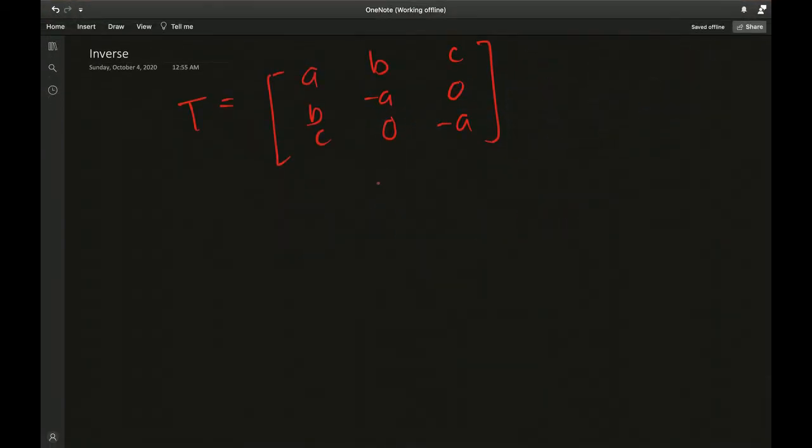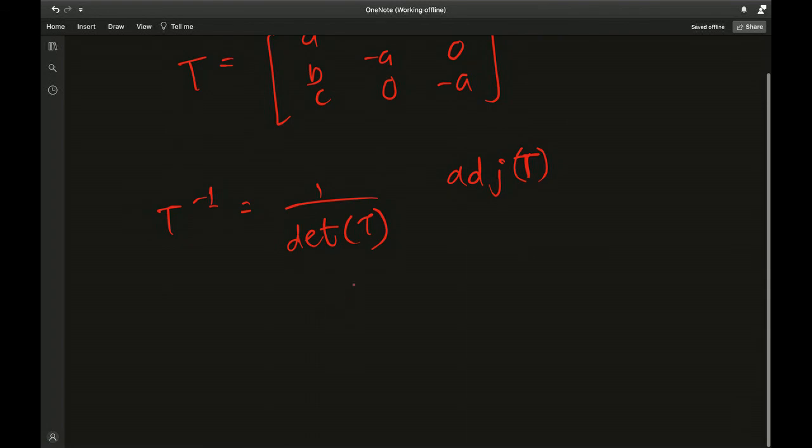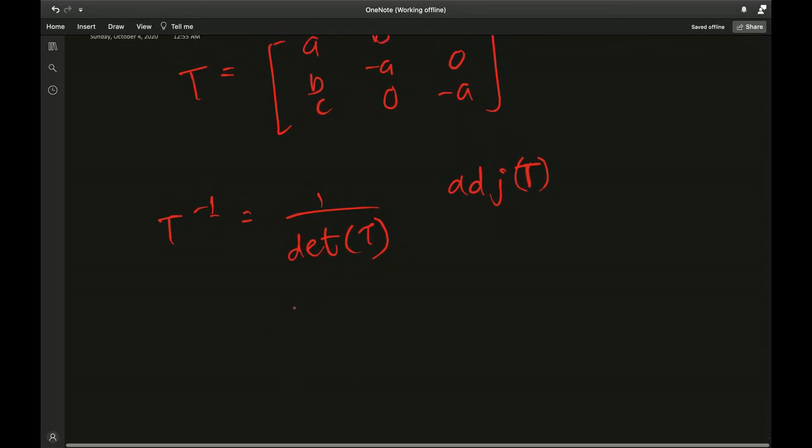Okay, so we have to invert the matrix T as discussed. So we use this formula for T inverse: 1 over the determinant of T times the adjoint of T. Okay, so determinants can be calculated pretty easily. It's not much of a challenge considering what we did. So the determinant of T, and I hope you use the formula, is A times A squared plus B squared plus C squared.